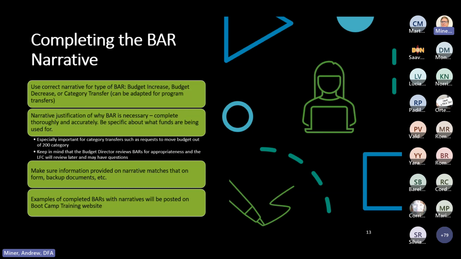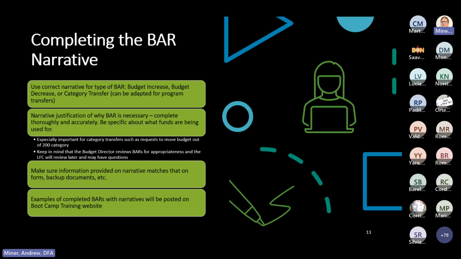So the next part is the narrative. Again, this is the narrative description of why the bar is necessary, basically your justification for doing it. We have templates available, and these are on our website on the budget adjustment request tab that I showed you this morning. So make sure you use the correct narrative. We have different templates for each type: budget increase, budget decrease, or category transfer. We don't have a separate one for program transfers just because they're pretty rare, but you can use the category transfer one and just adapt it as needed.